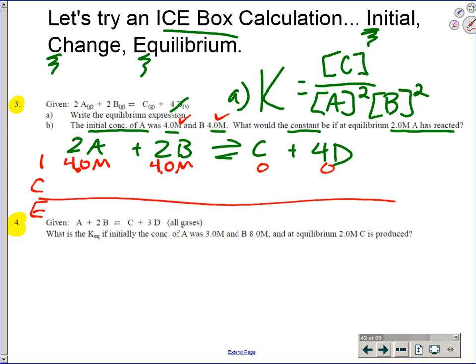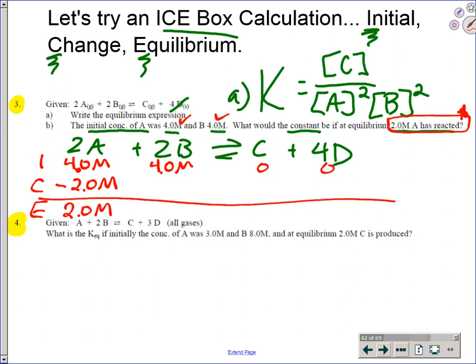Okay, so it's reacting, right? Now, what would the constant be if at equilibrium 2 molar of A has reacted? What does that tell me in this box system? That's the total change of who? Of A. So 2 molar of A has totally reacted, right? So if I have 4 molar of A and 2 molar of A is reacted, well, how much is left? 2. So we're going to take that and subtract it, because change means to react. So we're going to subtract 2 molar of A, and that's going to leave us with what of A? 2 molar of A.